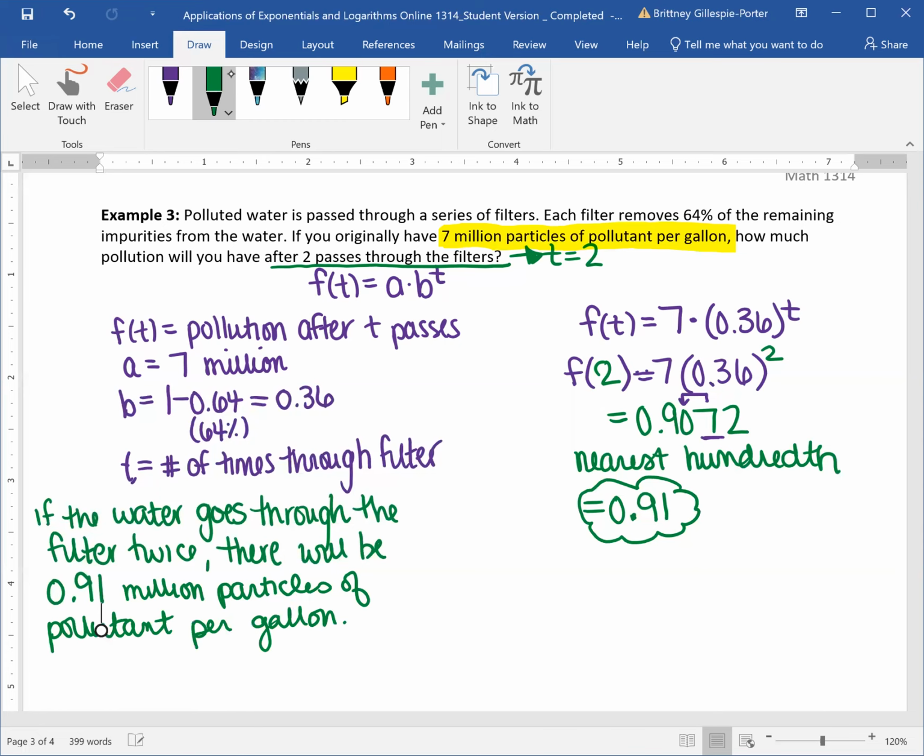If you were asked for the ordered pair, our ordered pair would be 2, because we plugged that in for t, and we got out 0.91.